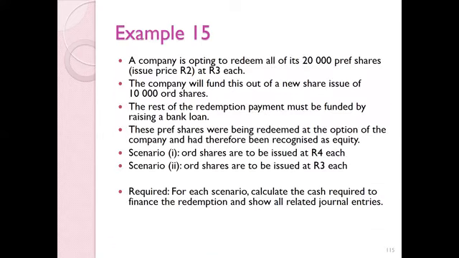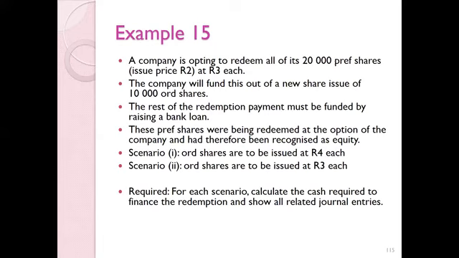So remember from our previous discussion, we said that the premium portion is going to be taken directly from retained earnings. In this case, it's issued at 2 Rand, but they're going to be redeemed at 3 Rand. Now, what is important is to think of what happened when we issued these 20,000 preference shares. What would the journal entry have been? We issued it at 2 Rand each. So we debited bank with 40,000 Rand and we credited preference share capital with 40,000 Rand.